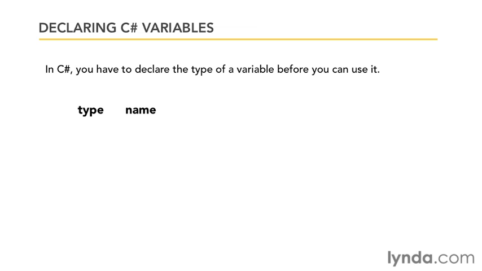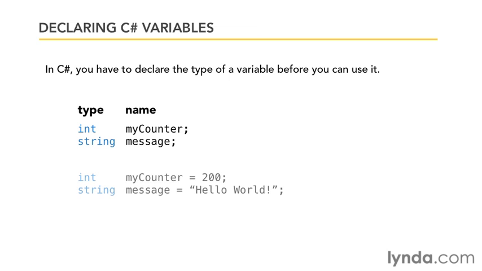So when you declare a variable, you have to supply a type and supply a name. So for example, I'd say int myCounter or string message. In this case, myCounter is an integer variable for integer numbers, and the message variable is a string. The reason you have to do this is because it helps the C# compiler optimize the program for knowing what kinds of data it's going to work with. It doesn't have to figure it out on the fly. You can also initialize variables when you first declare them. I could have written, for example, int myCounter equals 200 or string message equals hello world. And this assigns an initial value to the variable when it is declared.